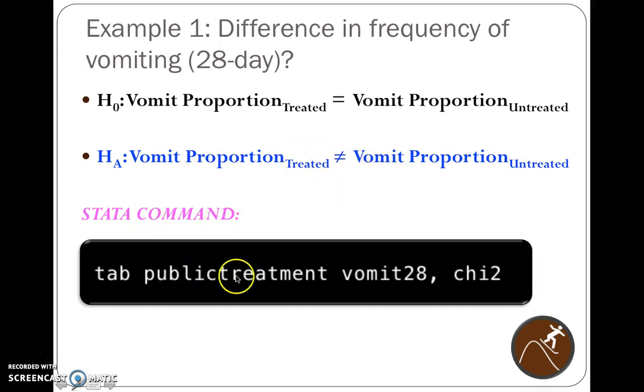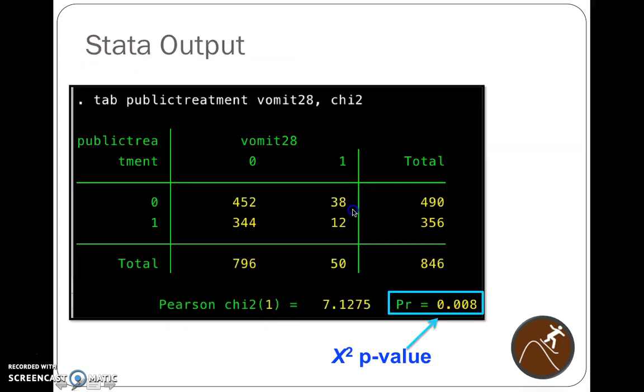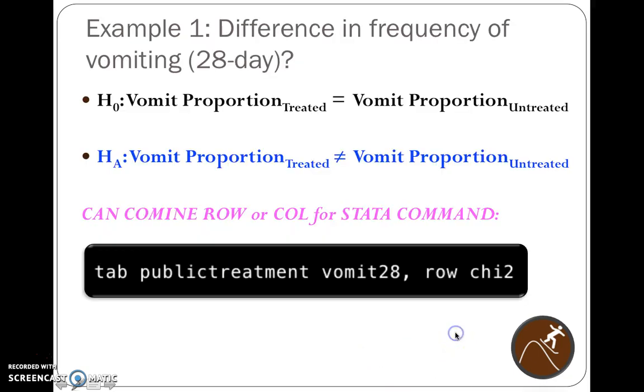So in Stata, the command to do that, we just have to add this chi2. That is the short term for chi-squared test. So tab public treatment vomit 28 chi2. So what it'll do is it'll make that 2x2 table for us. Remember this 2x2 table? It gives it right back to us, just like we saw before. And then at the bottom, it gives us our p-value, 0.008. That's our chi-square p-value, 0.008.